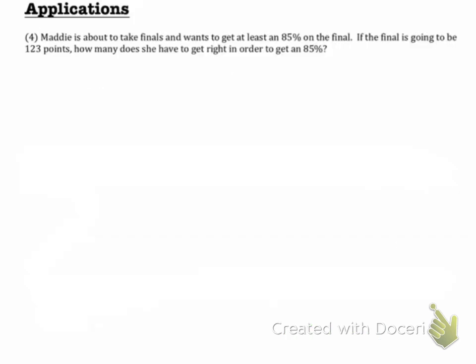So how can we apply this to some real life scenarios? In number 4, it says Maddie is about to take finals and wants to get at least 85% on the final. If the final is going to be 123 points, how many does she have to get right in order to get at least 85%? So technically this is an inequality problem, but we're not going to look at it like that. So I want to find 85% of 123 points. So 85% of 123 is how many points?